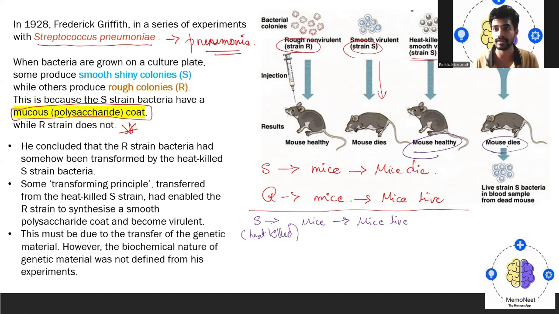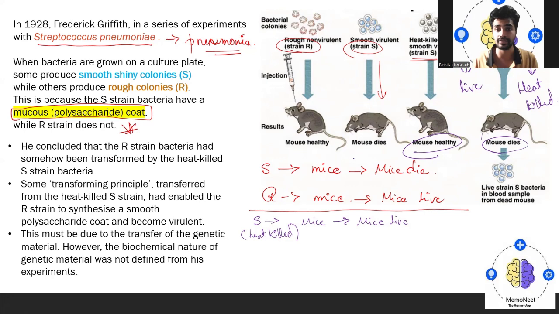So now the question comes: in what condition is it now? Live condition, and it is dead condition, that is heat killed. So this is the live condition. We just got to know that before, when this R strain was injected, the mice did not get any effect from it. That means the R strain is not a virulent bacteria. That is why it doesn't produce any disease. That is what we got to know.